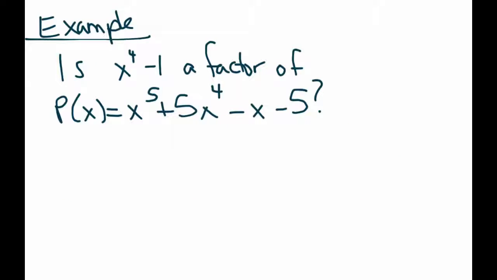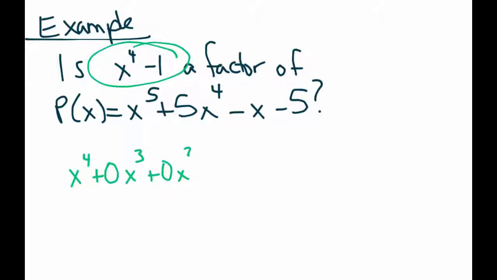On your own, I want you to determine if x to the 4th minus 1 is a factor of p of x equals x to the 5th plus 5x to the 4th minus x minus 5. However, I'm going to help you get set up. It's kind of a tricky problem because the divisor is really x to the 4th plus 0x cubed plus 0x squared plus 0x minus 1. One thing I'm going to tell you is that whatever the biggest exponent is, the number of terms in the polynomial is always one more. We just don't always write them all because some of them could be zeros.